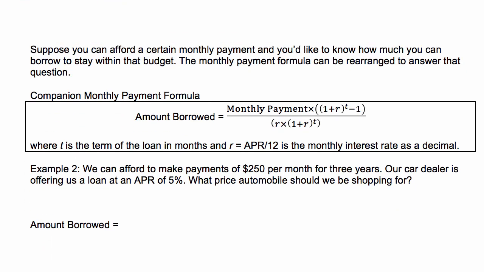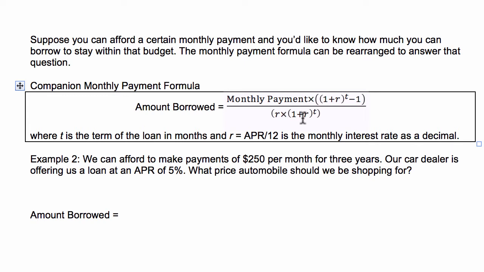Amount borrowed equals the monthly payment times the quantity 1 plus r to the t power minus 1, divided by the quantity r times 1 plus r to the t power. Remember, t is the term of the loan in months, and r, equal to APR divided by 12, is the monthly interest rate as a decimal.